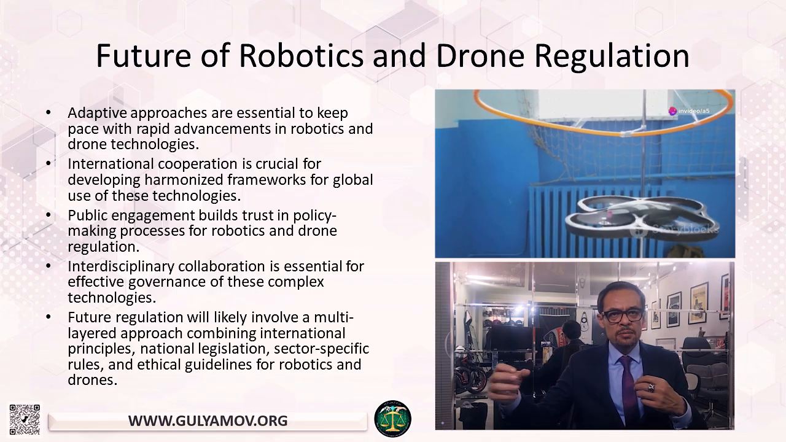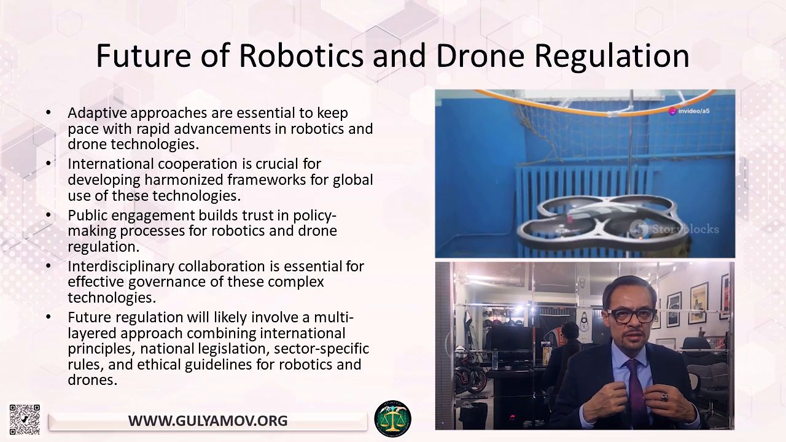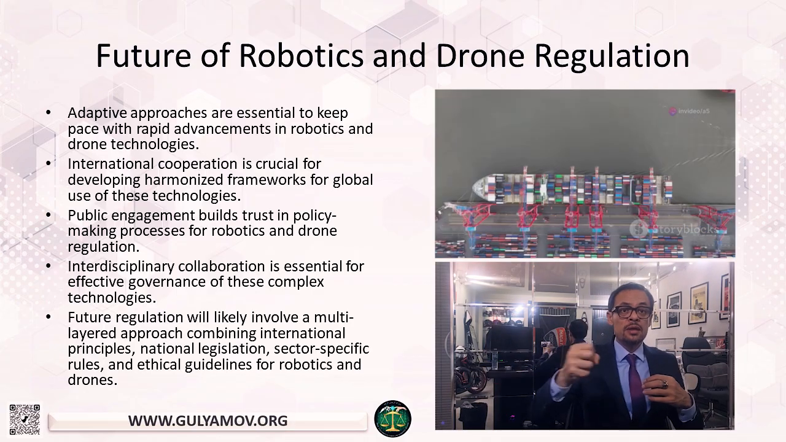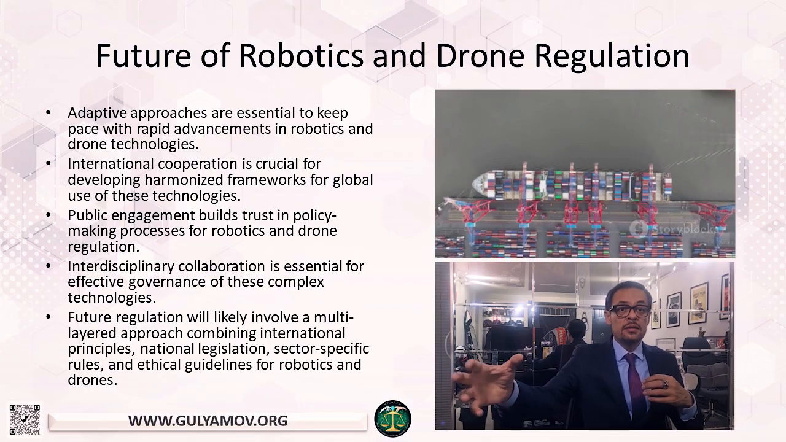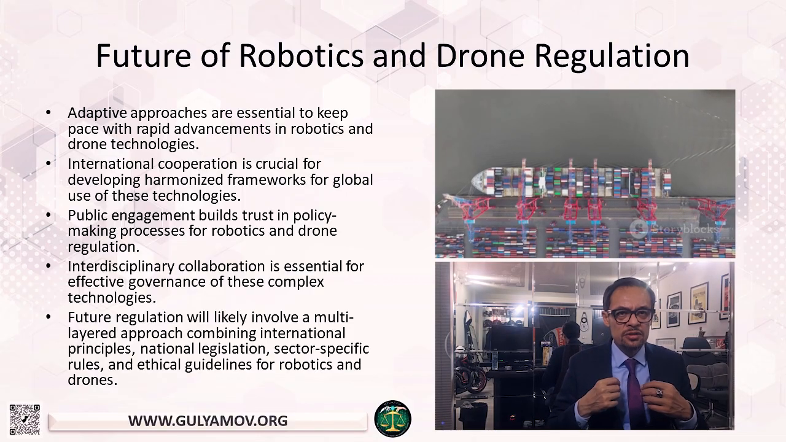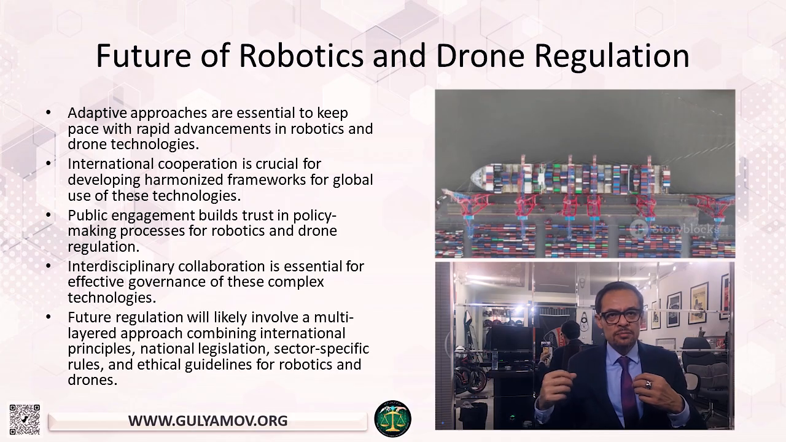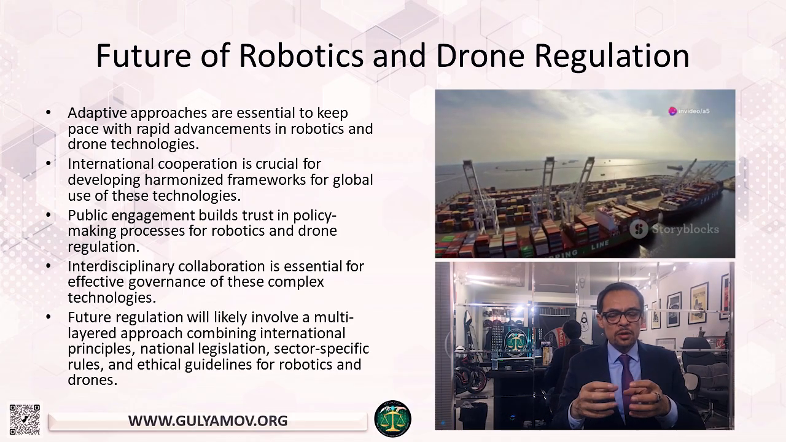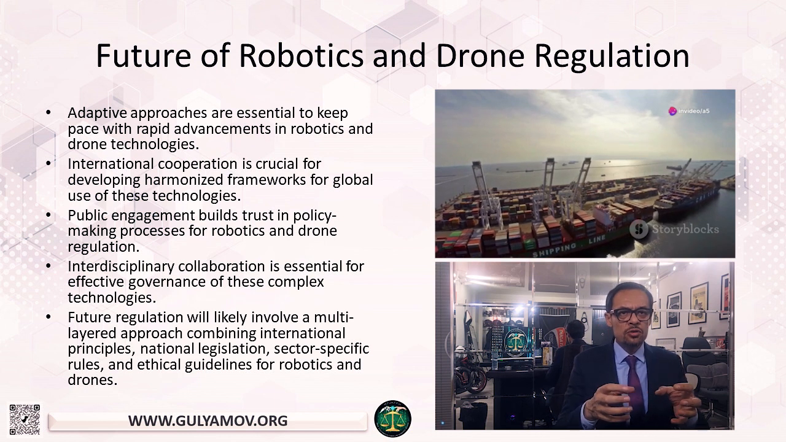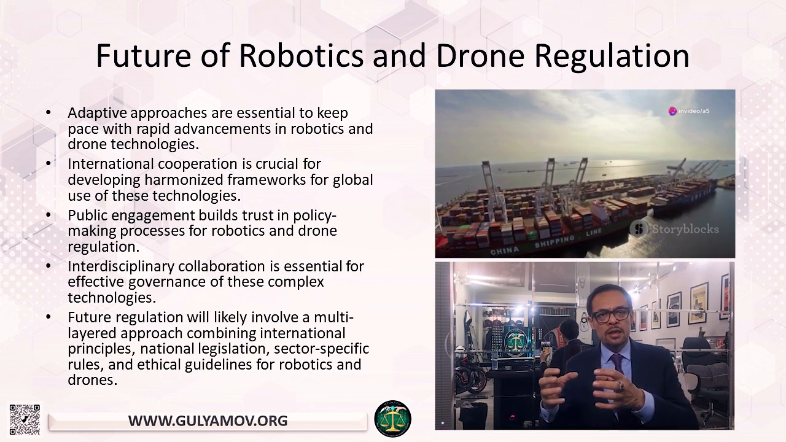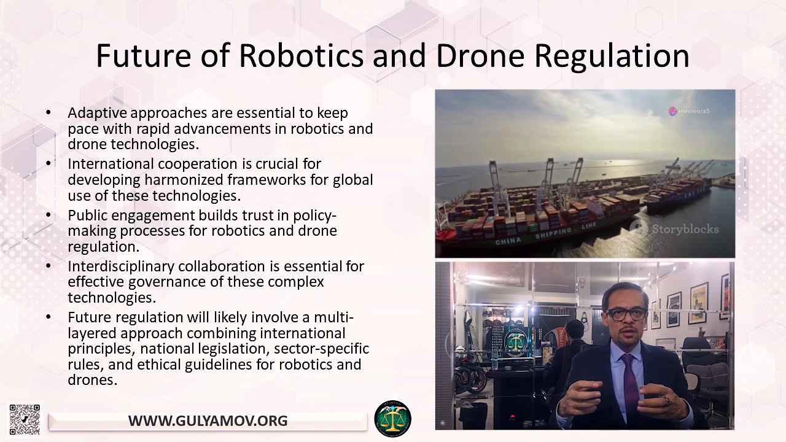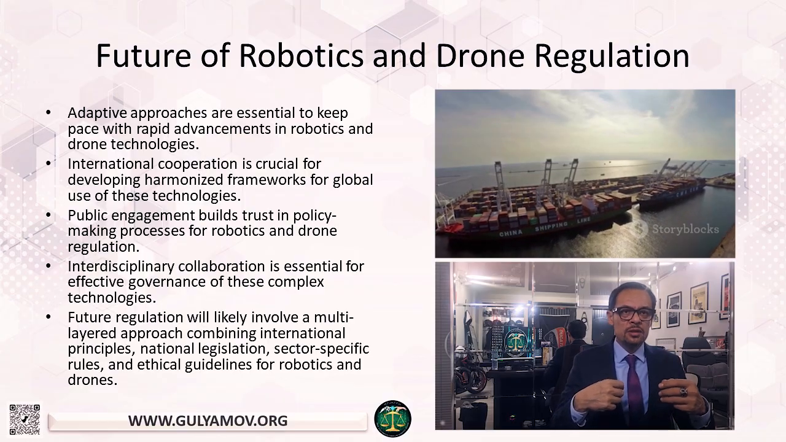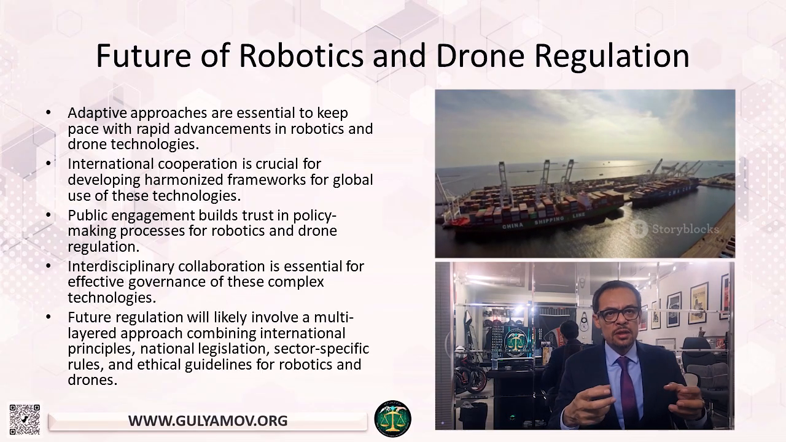As we peer into the future of robotics and drone regulation, our final slide underscores the need for adaptive, forward-thinking approaches. The breakneck pace of technological advancement demands regulatory frameworks that can evolve in tandem, balancing innovation with societal safeguards. International cooperation emerges as a crucial element, recognizing the inherently global nature of these technologies.